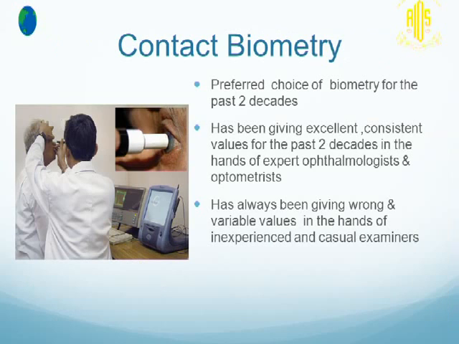The contact biometry. This contact biometry has been the choice of biometry for the past 2 to 3 decades. It has been giving us excellent and consistent results for the past 2 decades in the hands of expert ophthalmologists and expert technicians. But of late, things have been going wrong. It started giving wrong results and variable values because probably more and more inexperienced and casual examiners are doing the IOL power calculations and biometry.